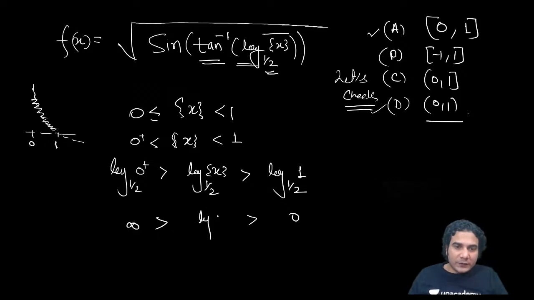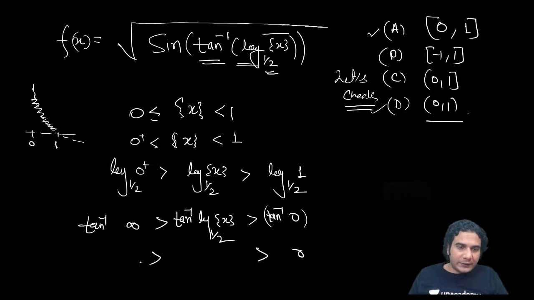Now you need to put which function? You need to put tan inverse. It's an increasing function, so there's no problem in putting tan inverse. So tan inverse of this and tan inverse of this. What is the value of tan inverse 0? That is 0. And what is the value of tan inverse infinity? It is pi by 2, right? And that will be tan inverse of log of fractional part of x to the base 1 by 2.